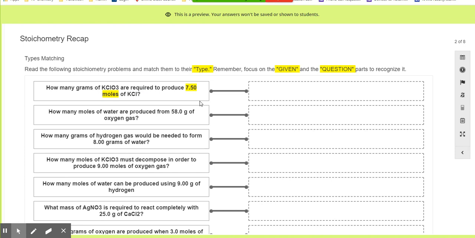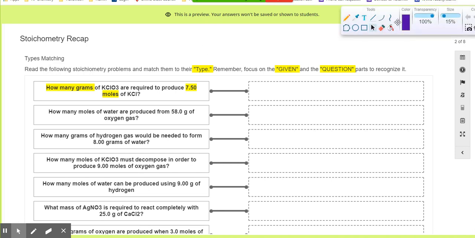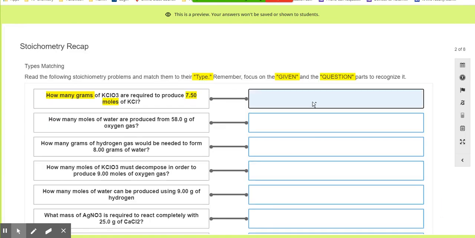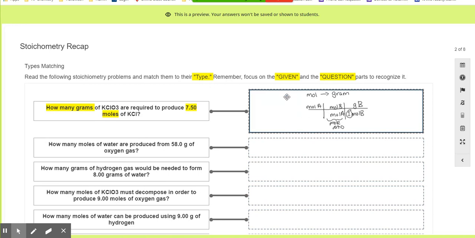We would have said, okay, I have 7.5 moles. And then you want to know where you're trying to go, right? How many grams? That's where we're trying to go. So what we had been doing before, I had underlined where we start and circled where we go. So this would be moles heading to grams, all right? So you're going to pull from down here, moles heading to grams, and that should be in that first box. Mole to gram.